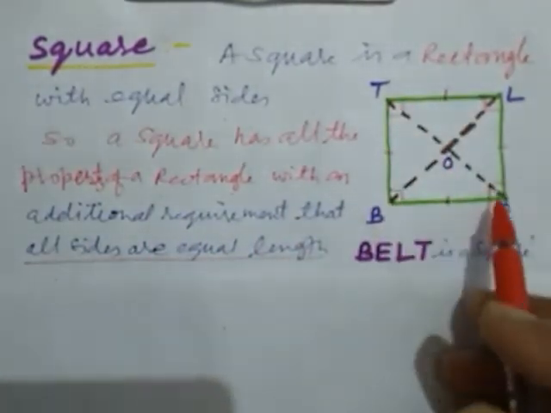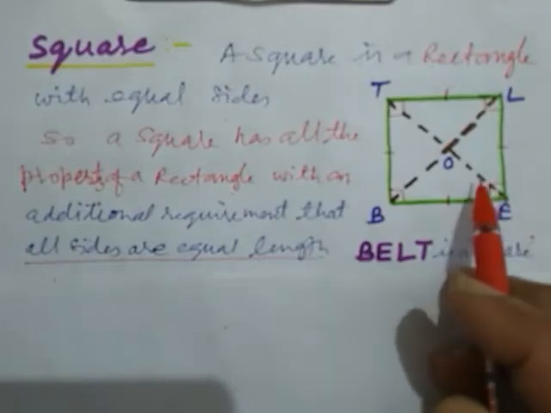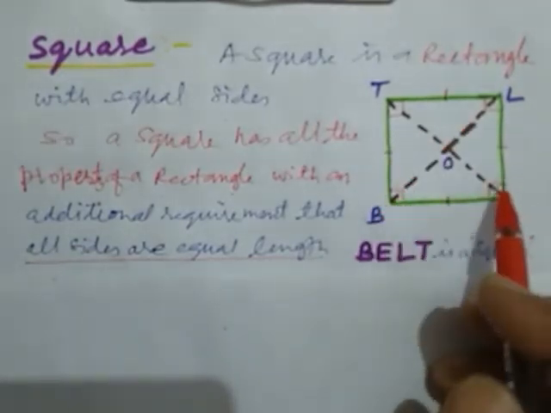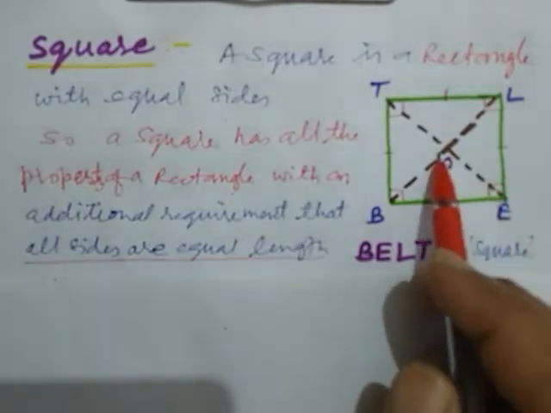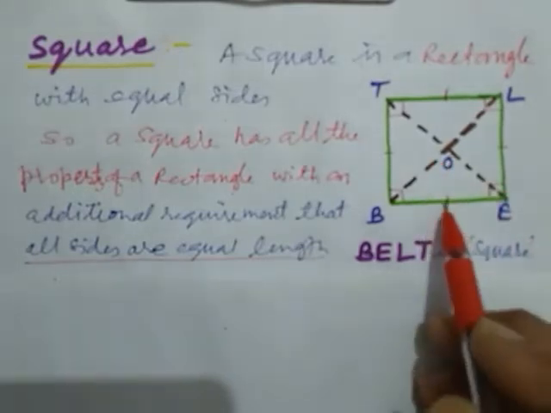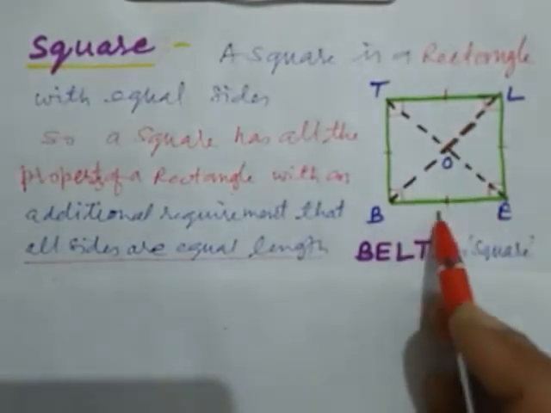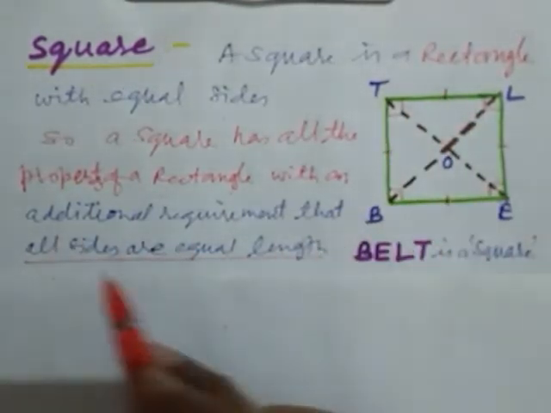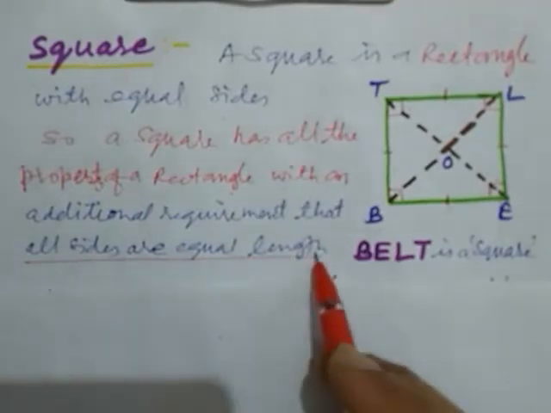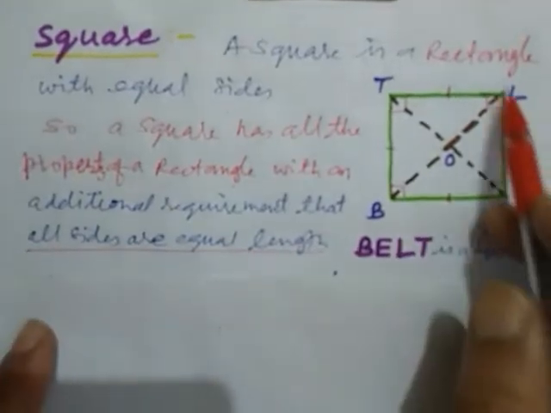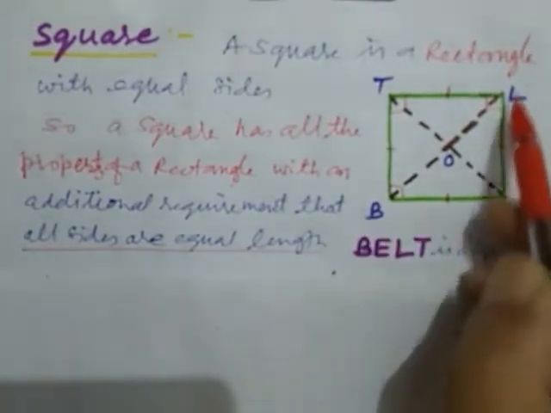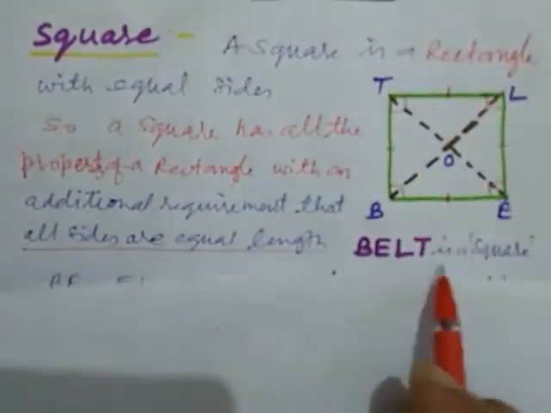All the properties of a rectangle are had by the square, and the additional property is also a requirement of a square, that all the sides are equal in length. Here is a figure of a square named BELT. BELT is a square.